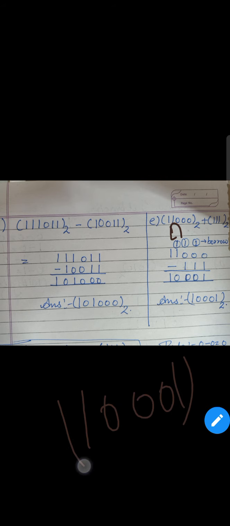1 minus 1 will be 0 and again in the last we are having only 1 that will be written in the same way. So the result will be 1 triple times 0 1 and base will be 2 in that case.